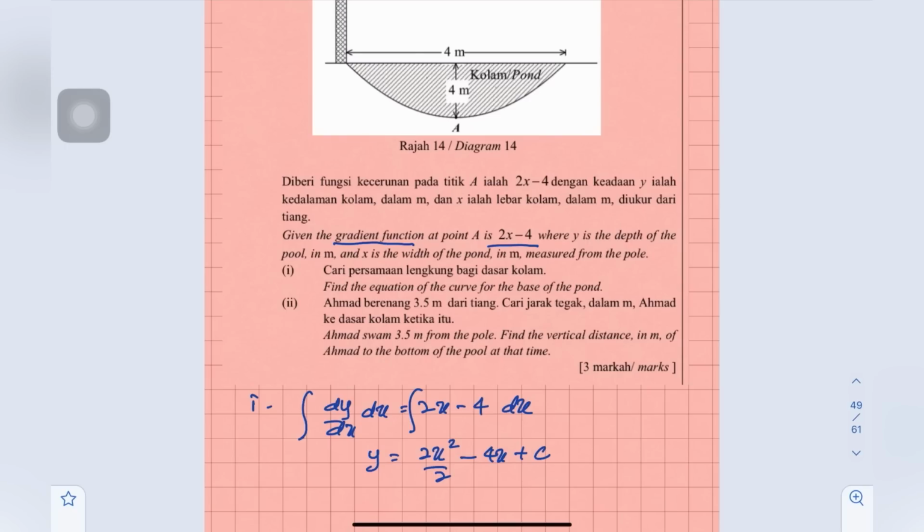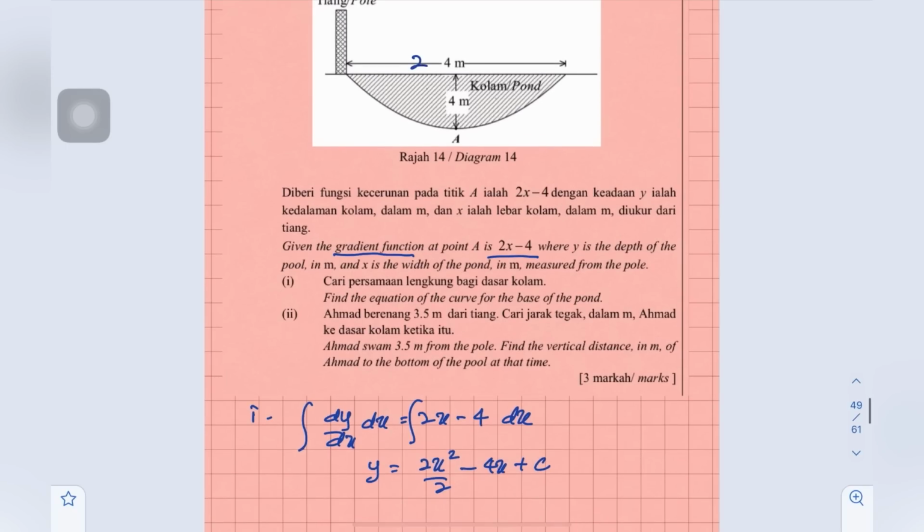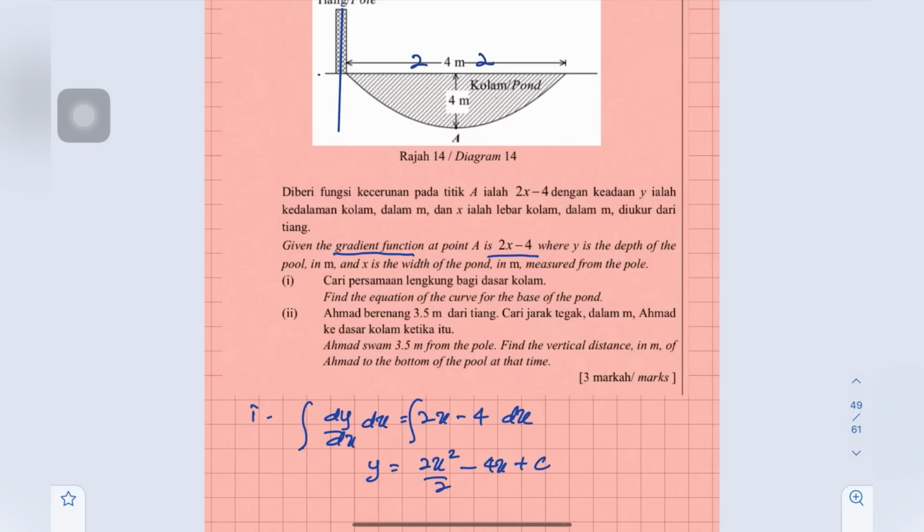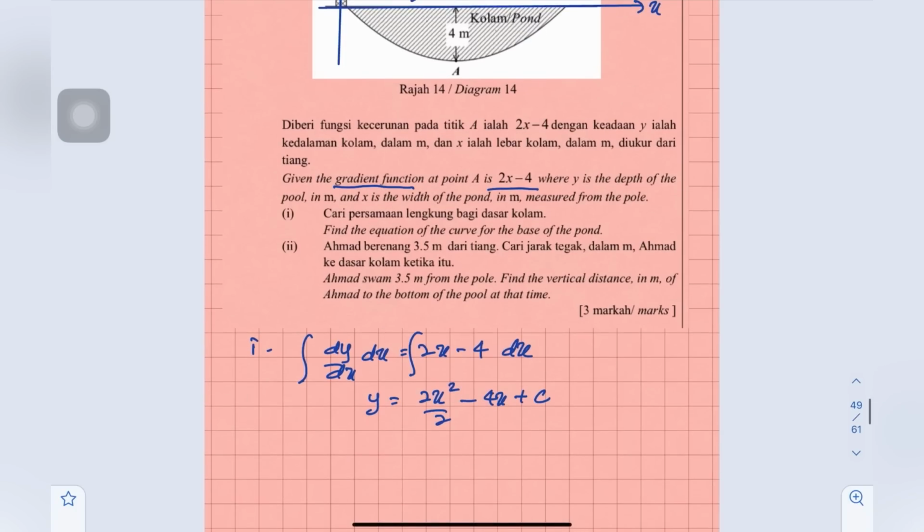Okay, but from the diagram here, maybe we can draw the axis. This is the y-axis, and the x-axis. Okay, so then we can see from the diagram that c is 0. So y equals x squared minus 4x.